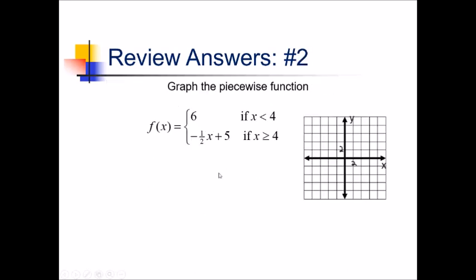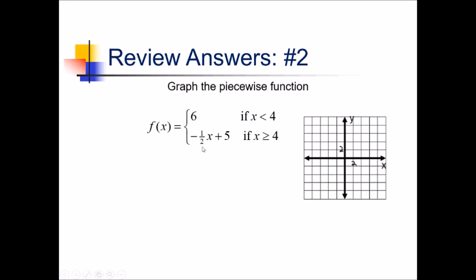For this one, we're trying to graph this piecewise function. So the way this is set up is we've got 2 lines. The first rule here is a horizontal line. The second rule is a slanted line. Basic idea, though, is that one line keeps going until we get to the x value 4, and then at 4, this other line takes over.